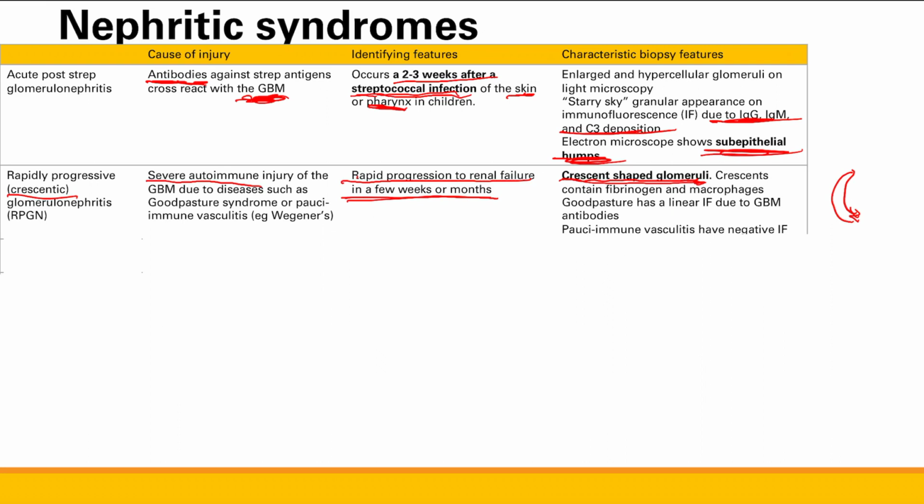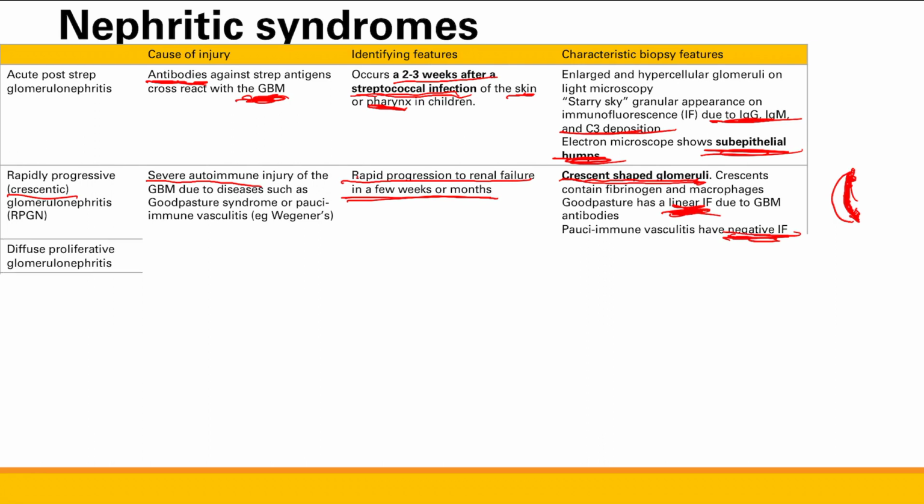Now, if you do immunofluorescence, remember, immunofluorescence looks for antibodies and complement. Goodpasture syndrome results from GBM antibodies, so antibodies against the glomerular basement membrane. So you're going to have a linear pattern. There's going to be antibodies here, here, here, hitting all that basement membrane. So it's going to light up like a line. It's going to be complete linear immunofluorescence. Pauci-immune vasculitis, remember those? Those don't light up for antibodies. They're pauci-immune, so they're going to be negative on immunofluorescence. So that's how you can tell the difference. One has a linear immunofluorescence, one has negative immunofluorescence. You should already know this based on the pauci-immune, which is Wegener's, versus Goodpasture syndrome.